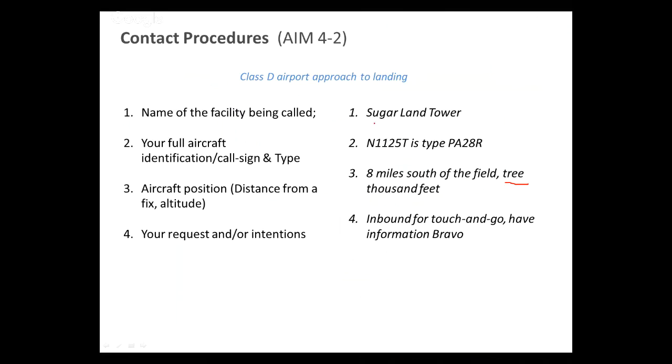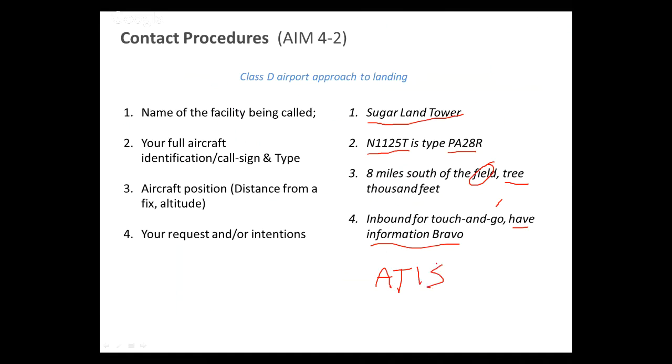So who are we talking to? Sugar Land Tower. Who are we? November 1125 Tango, type PA28. Where are we? 8 miles south of the field or the airport. 3,000 feet. So now the controller knows exactly where we are. What do we want to do? Inbound for touch and go landing. Have information Bravo. This is my ATIS information.